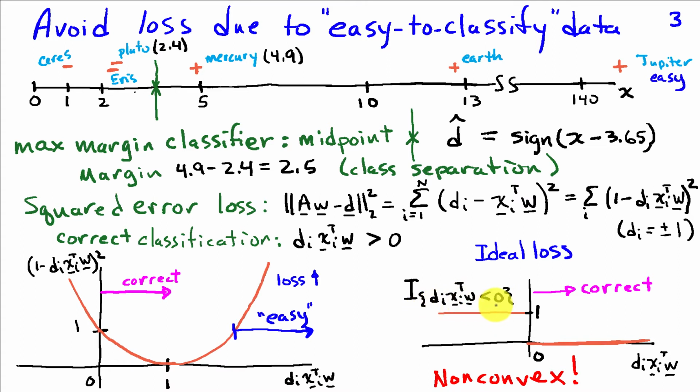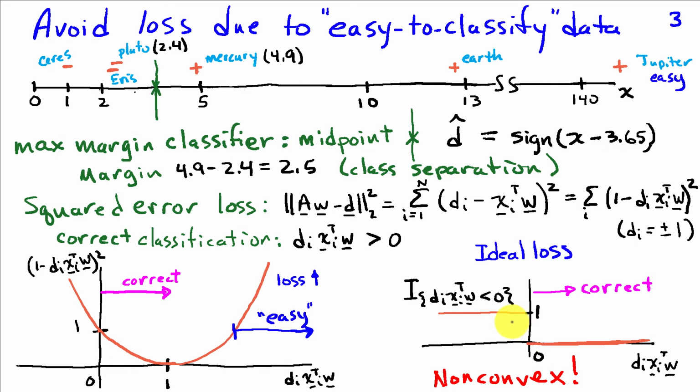In other words, when this condition is satisfied, the value is 1. When this condition is not satisfied, the value is 0. So that takes the shape of this step. And so for each i, if there's a misclassification, I'm going to have a 1 contributing to the loss and a 0 if there's a correct classification.